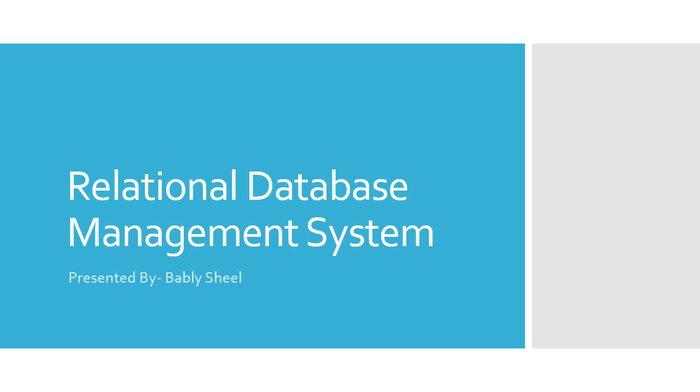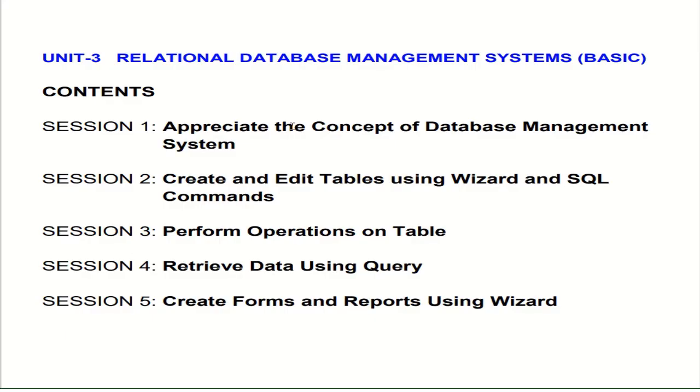Today we'll learn about relational database management system. Let us see. So in relational database management system, we learn the 5 sections. First one is appreciate the concept of database management system, create and edit table using wizard and SQL commands, perform operations on table, retrieve data using query, create forms and reports using wizards. So today we'll learn the session 1, appreciation concept of database management system.